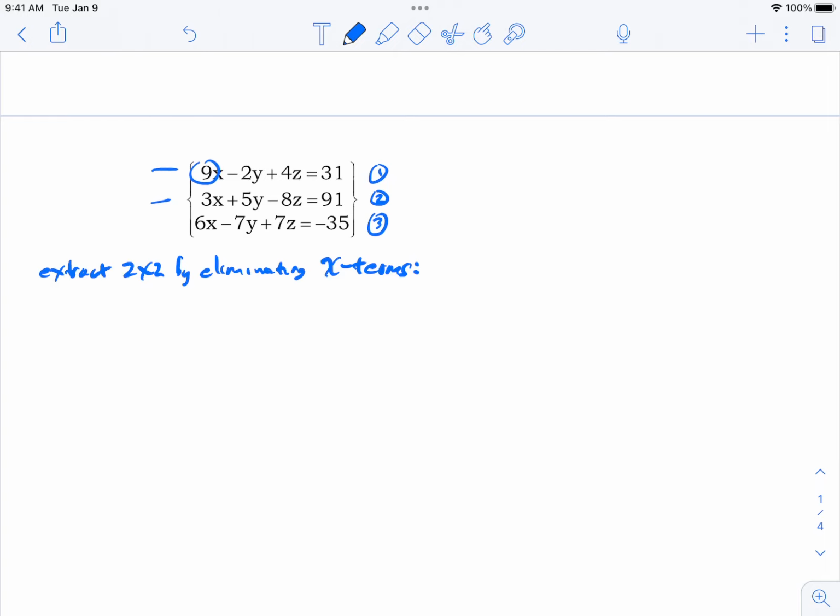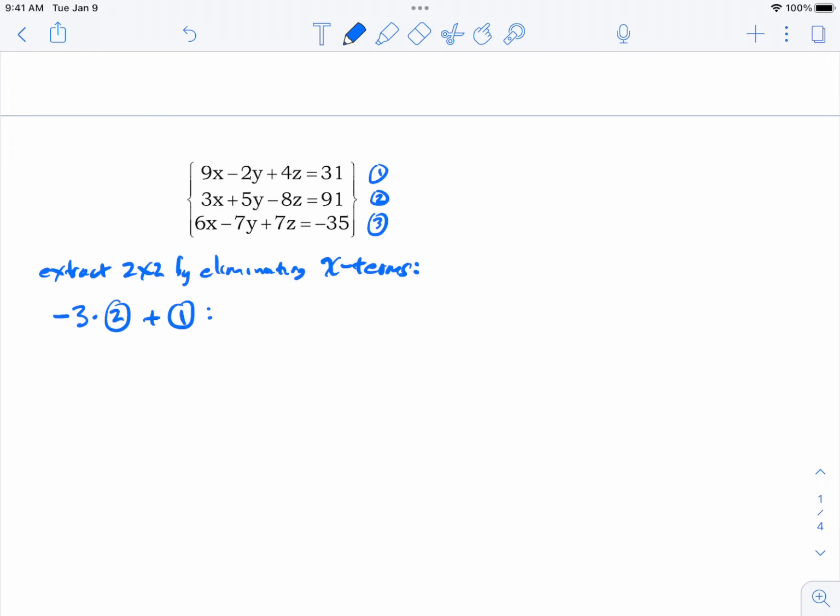So this is a 9, this is a 3. It'd be nice to turn that 3 into a negative 9. How would you do that? You would have to multiply negative 3 times equation 2 in order to make that a negative 9. And then I would just add equation 1 to that. So that's my instructions to myself here. Now I'm going to follow the instructions.